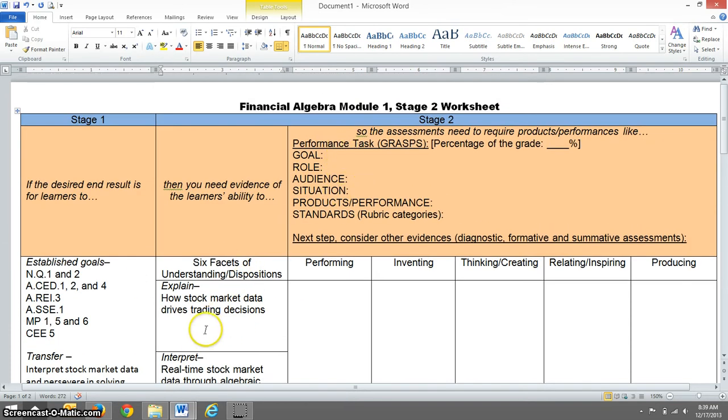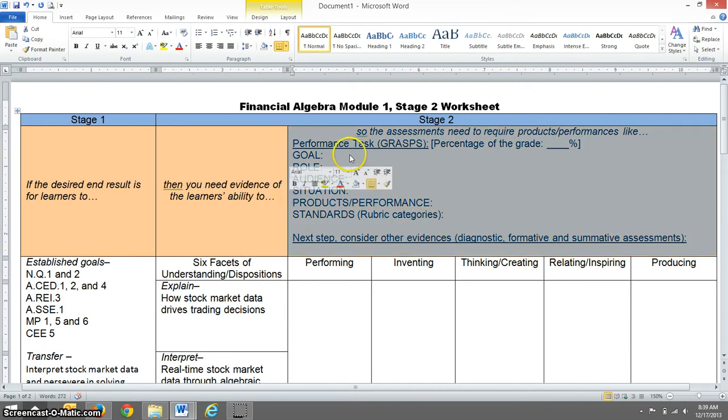And now, after the 6 facets, this is the most important part right here, which is you're going to state your performance task. And for this one, I want it to be 50% of their grade. I'm not saying this is something standard across all the courses. It will be up to you and your group to determine what's the weight of this particular task. Now, in this case, if you want to go in order of the GRASPS method, you can go ahead and do that, but you don't have to.